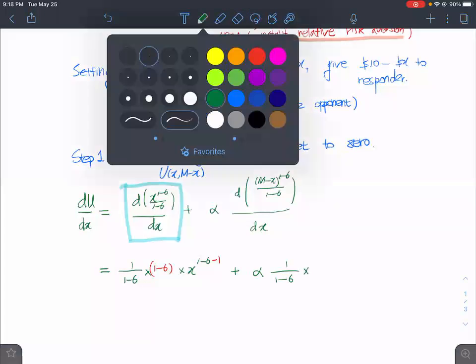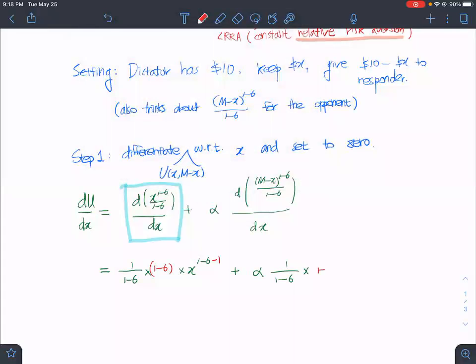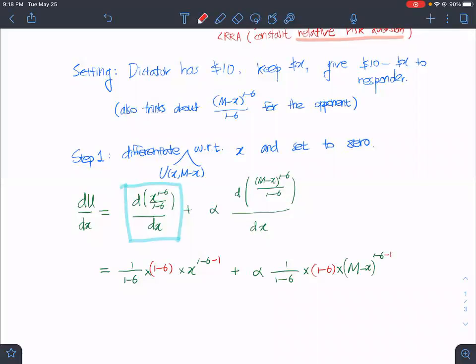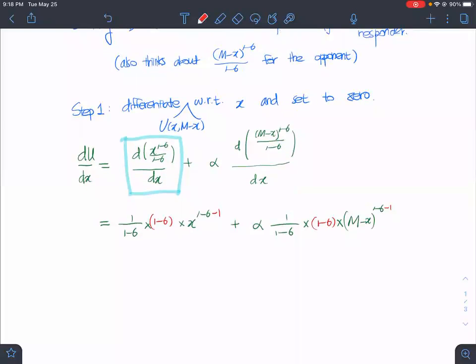Times, I'm taking this 1 minus sigma to the ground. So this guy came to the ground like this. Then I had m minus x to the 1 minus sigma, and then if I differentiate, I need to take minus 1 from the power. Any questions?